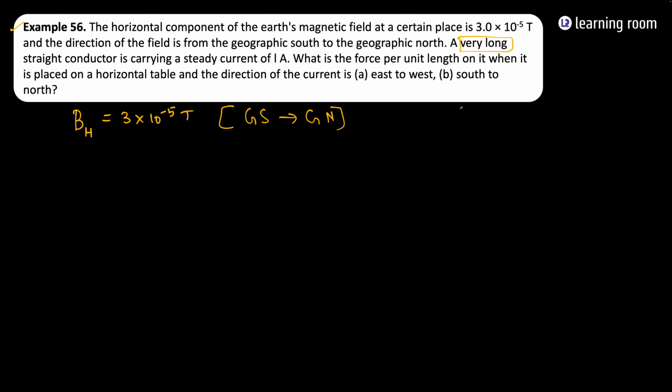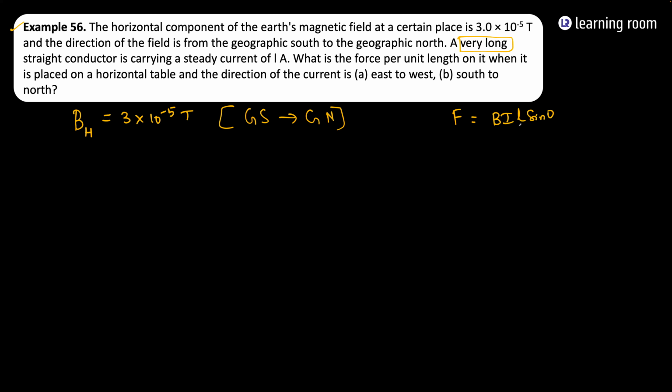Because when you write F is equal to something, you write it as BIL sine theta. When they say very long wire, what is the obvious thing you are going to substitute? L, you will substitute it as infinity. So when that is the case, force will also be infinite. There is no question at all. But what I can do is, I can always calculate F divided by L, where this L is considered to be the unit length. That is why the question is framed in that way. Are you able to understand? So I want you to know how the questions are also framed.